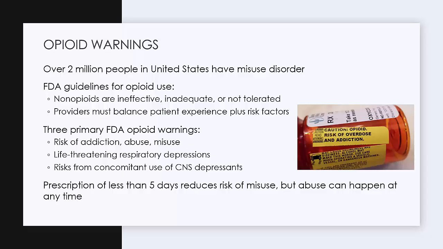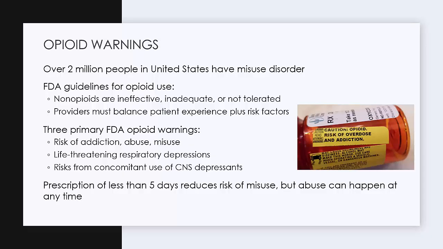However, they have been overused, overprescribed, and misused, resulting in over 2 million people in the United States having a substance misuse disorder connected with prescribing narcotic analgesics. The Food and Drug Administration guidelines for use recommend that opioids should be reserved for patients for whom alternative treatment options are ineffective, not tolerated, or would otherwise be inadequate to provide sufficient management of pain.